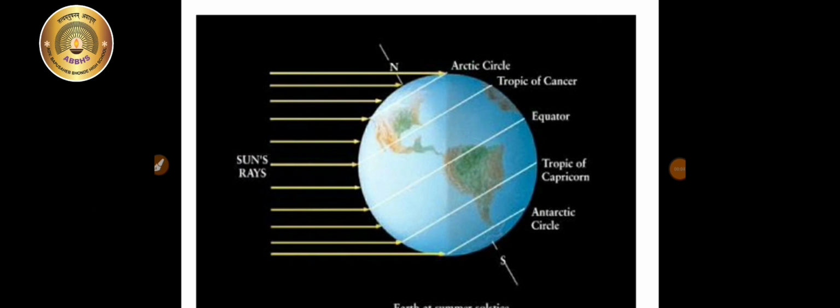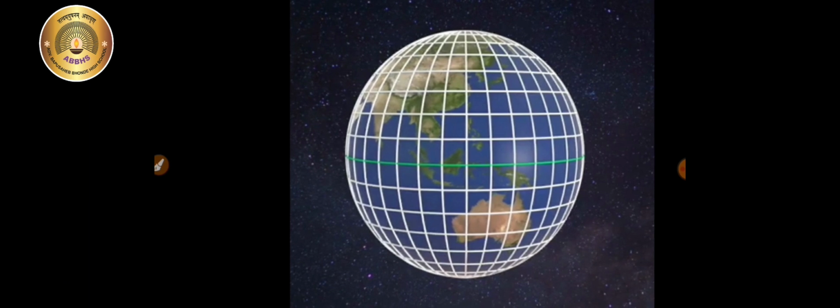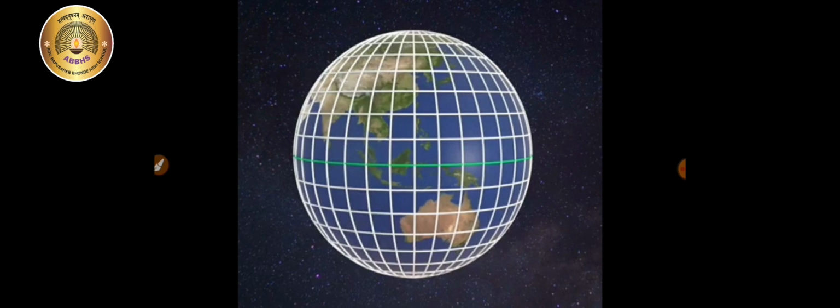Now look at this globe. Arctic Circle, Tropic of Cancer, Equator, Tropic of Capricorn, Antarctic Circle. The next part of this lesson is the graticule. The parallels and meridians on the globe form a net that is called a graticule. This facilitates determining the location of a place. Thus, we use latitude and longitude for determining locations on the earth.